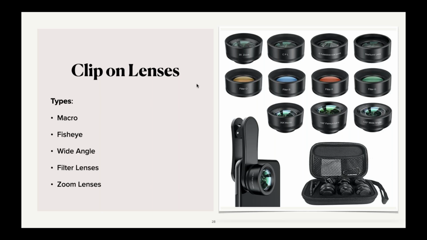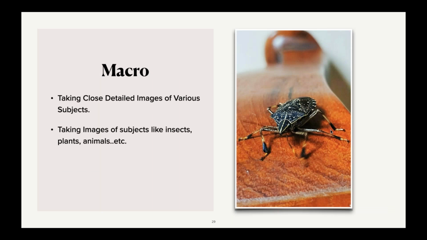So these are the different types of clip-on lenses, where the first is macro lens, second is fisheye lens, the third is the wide-angle lens, the fourth is the filter lenses, and the fifth the zoom lens. All these lenses have different functions for their own operating. So this is how clip-on lenses work, and I use the clip-on lens to take some macro photographs because I don't have a clip-on lens right now, so I can't show you a demo of it.